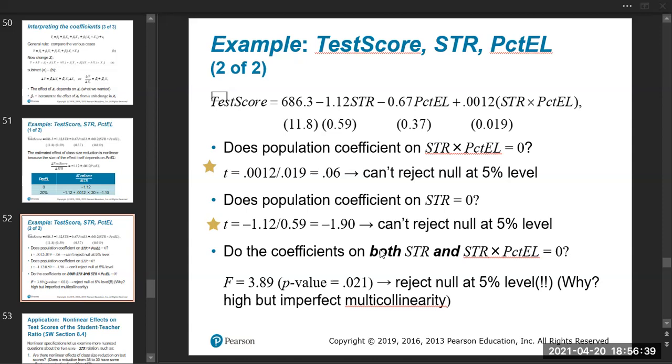But are they significant combined? Which 2 are we combining? We're combining STR and the interaction term. We do an F test of these 2 variables combined, and we end up with a p-value of 0.02, which is 2%, smaller than the 5% level. So even though these 2 variables separately tested insignificant at the 5% level, if combined, the F test shows they're significant. So why is that?